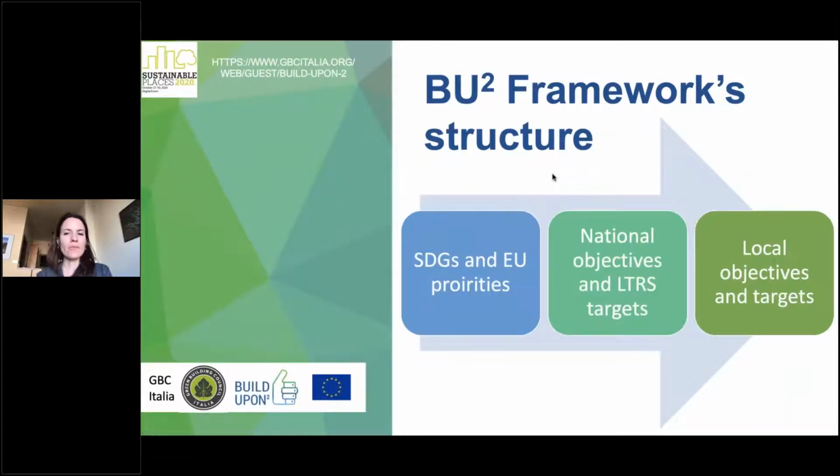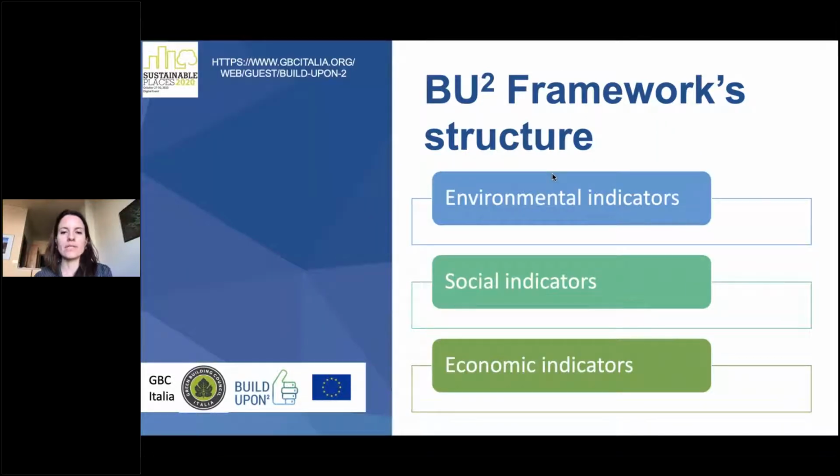So how is this framework working? In this first year of the project, we have developed this framework. We started from the analysis of the SDGs and of the EU priorities in terms of energy efficiency as set by the European directives, like the EPBD. We went through the national objectives of the renovation strategies that were already in place, and we set national and local objectives under 3 categories: environmental indicators, social indicators, and economic indicators.